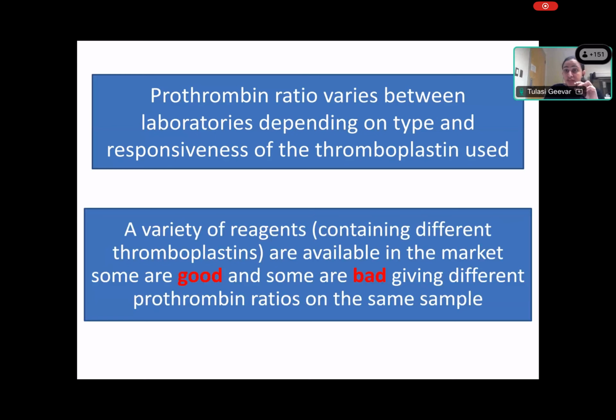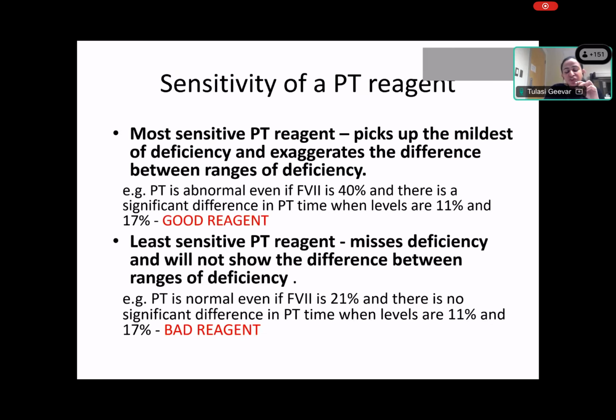Now, how do you know whether a reagent is good and whether a reagent is bad? The most sensitive PT reagent picks up the mildest of deficiency and exaggerates the difference between ranges of deficiency. That is, PT is abnormal even if factor 7 is at 40%, and there is a significant difference in the prothrombin time between 11% and 17%.